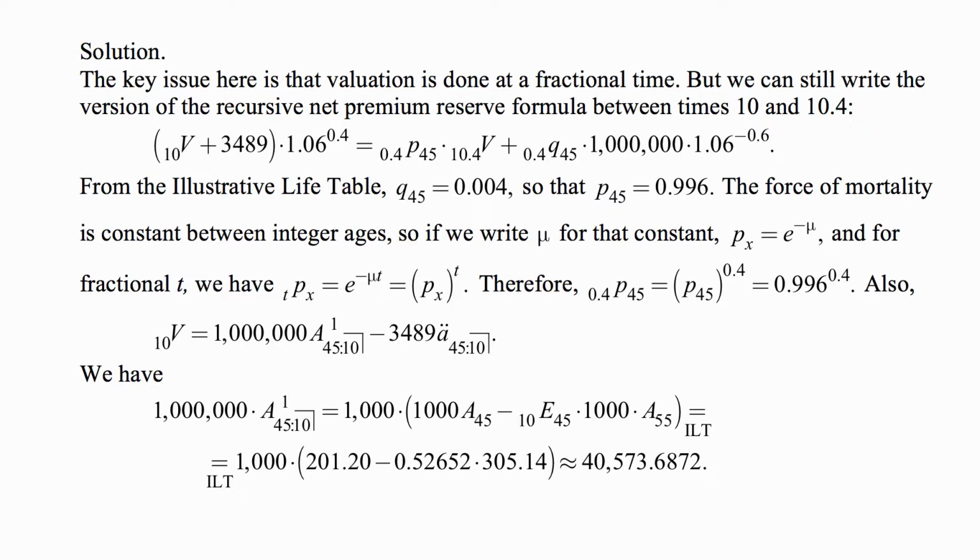And then from the illustrative life table we can find all these values. 1000 A45 is 201.20. 10E45 is 0.52652, and 1000 A55 is 305.14. So once we plug that all in and calculate, we get that the actuarial present value of future benefits is 40,573.6872.